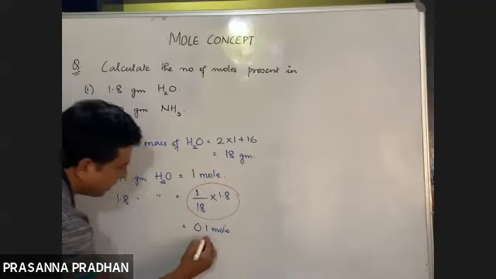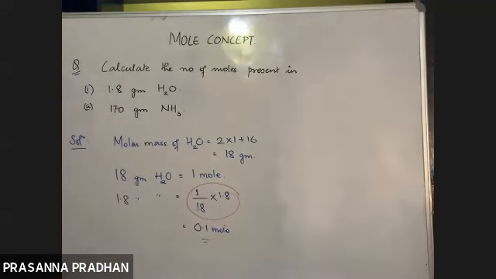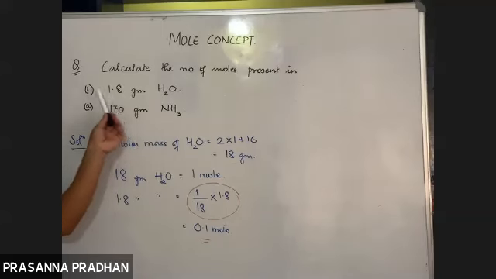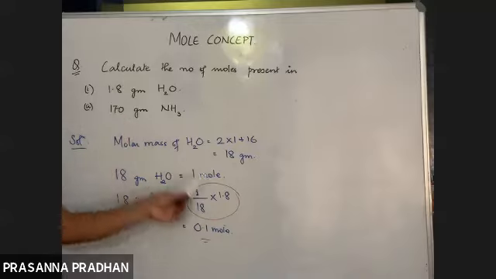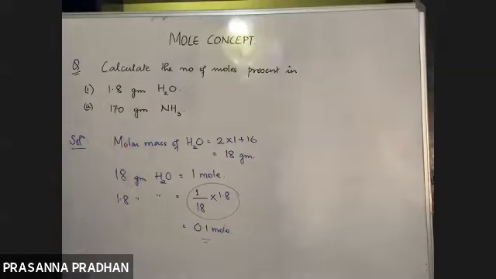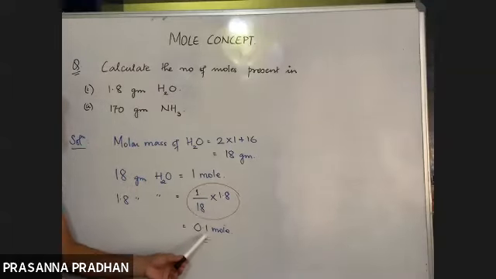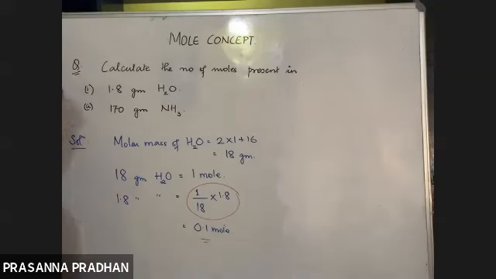Now let us look at this formula closely. What did we find out? We found out the number of moles. How did we find it? 1.8 divided by 18. What was this 1.8? This was the mass of water given in the question. We divided by 18. What is 18? 18 is the molecular mass of water. So if we divide the given mass by molecular mass, we find the number of moles. So here we devised a shortcut formula for calculating the number of moles.